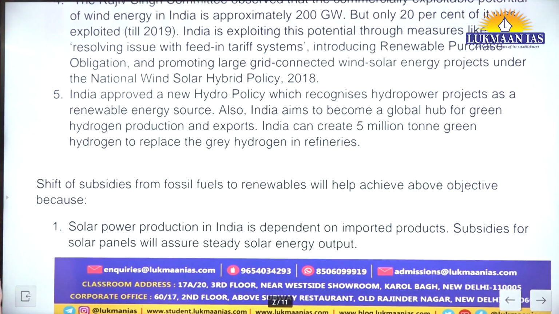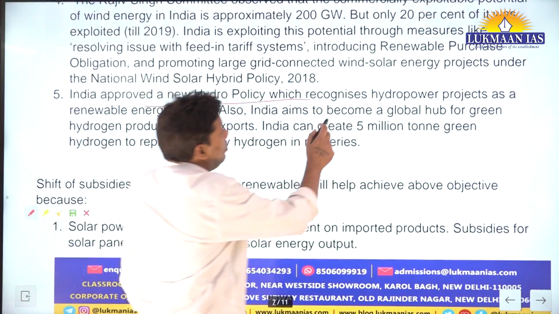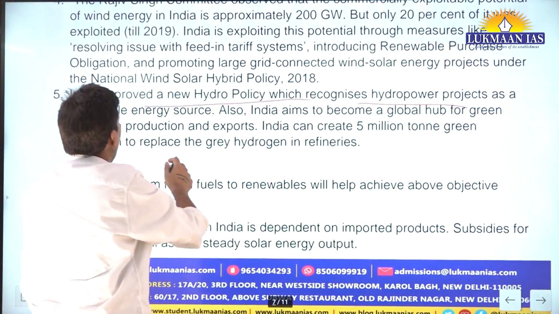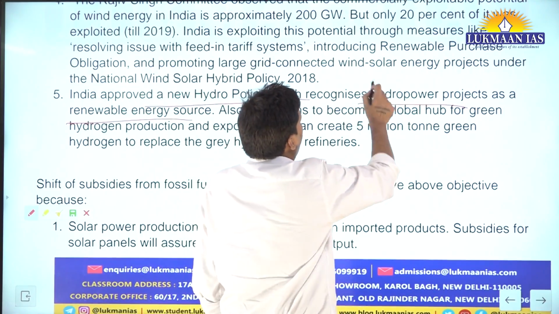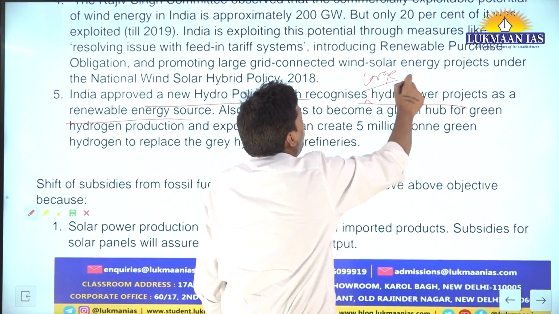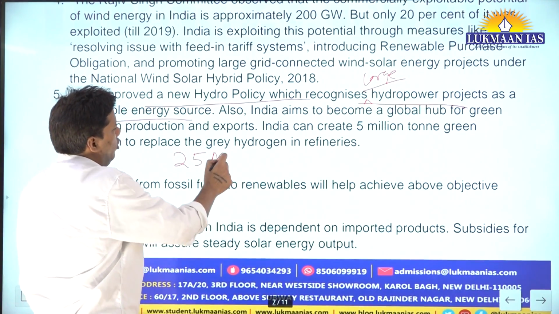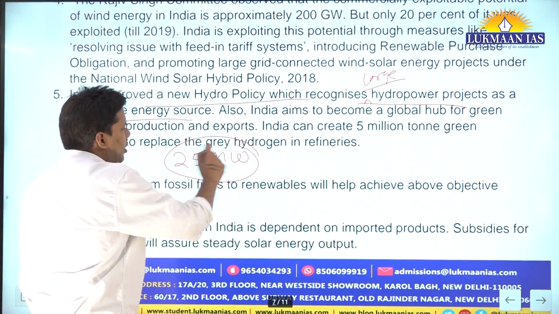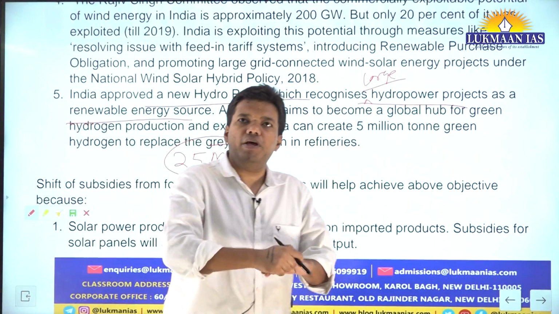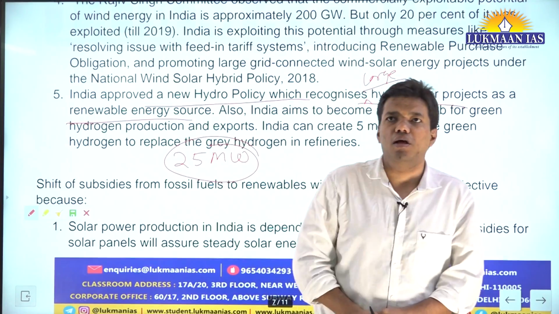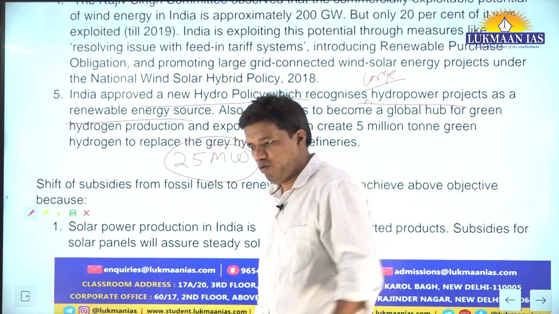To promote hydro, what India did is India approved a new hydro policy which recognizes hydropower projects as a renewable energy source. I think it should be large. See what happens if the hydro project is less than 25 megawatt. So see, now somebody can say whether the hydro projects are a renewable energy source. If you say renewable, then why is there a lot of the Bachao Andolan and so many things.